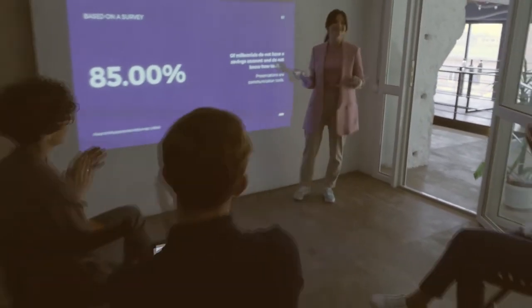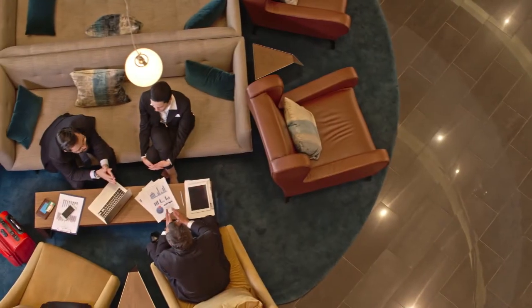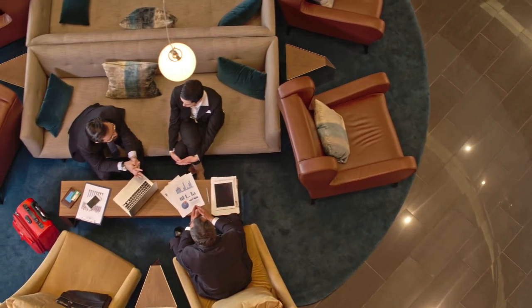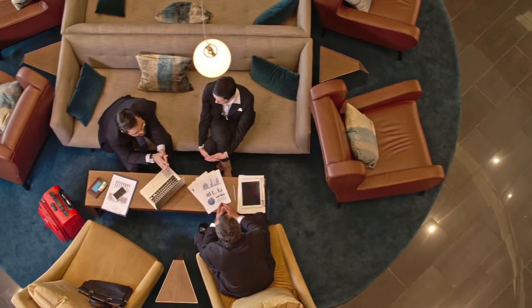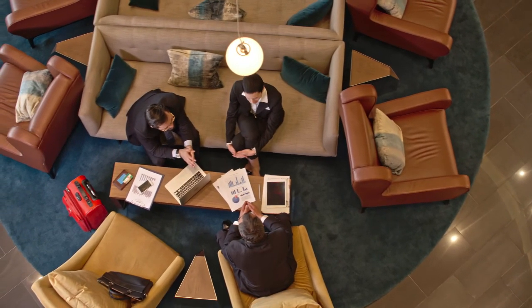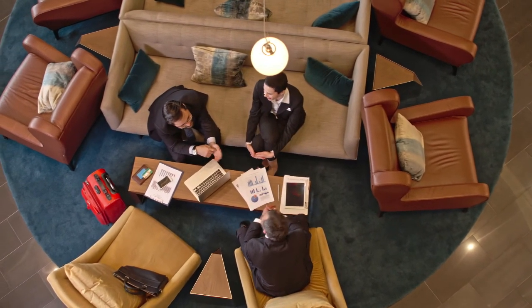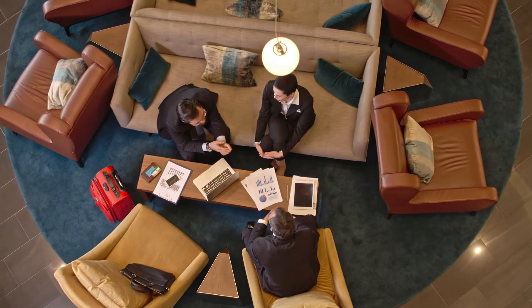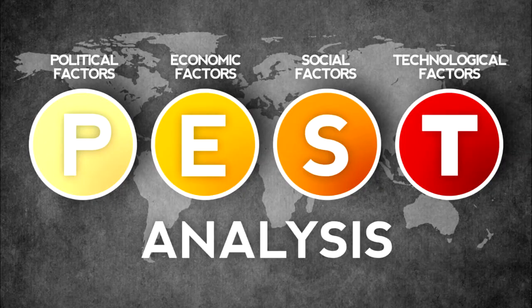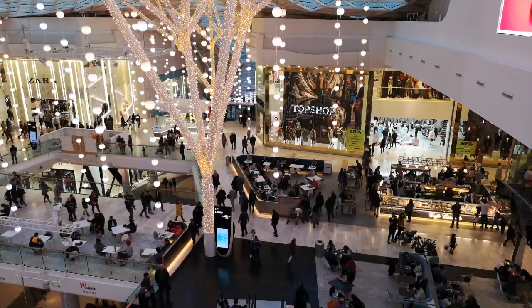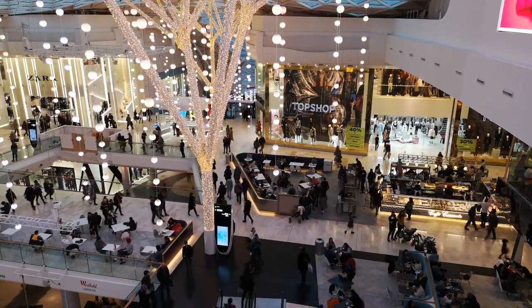To help analyze your organization's current situation, you may consider using tools like PEST analysis, SWOT analysis, and competitor analysis. Let me briefly explain these tools. The PEST analysis looks at political, economic, social, and technological factors that could affect your organization's work. These could be positive or negative factors.